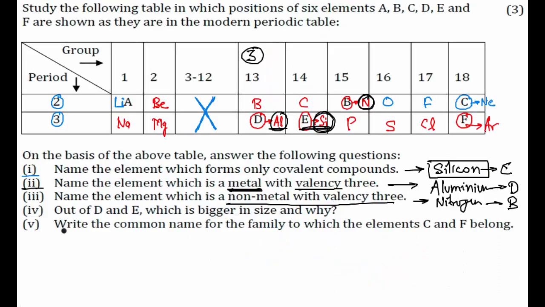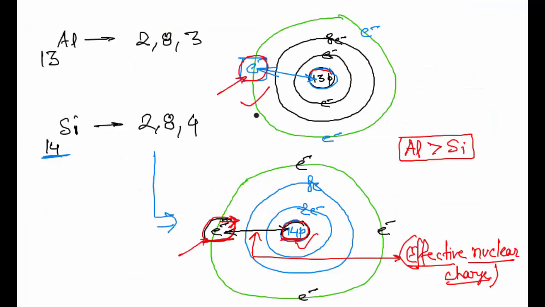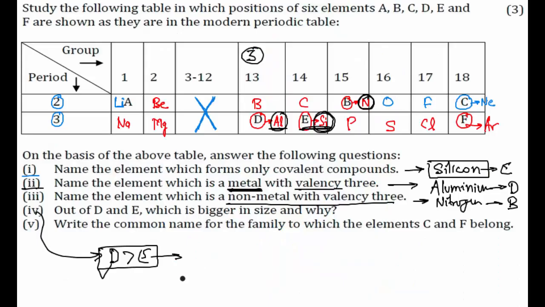Now see the question, very simple. Out of D and E, which is bigger in size? Of course, D is bigger in size. And why is it so? Because in case of D, the electrons are facing less force of attraction. In case of E, electrons are facing more force of attraction, the outermost electron or electron present in the outermost shell, and that's why the size will decrease, because this electron will move a little nearer towards the nucleus. Okay, so I hope this point is clear.